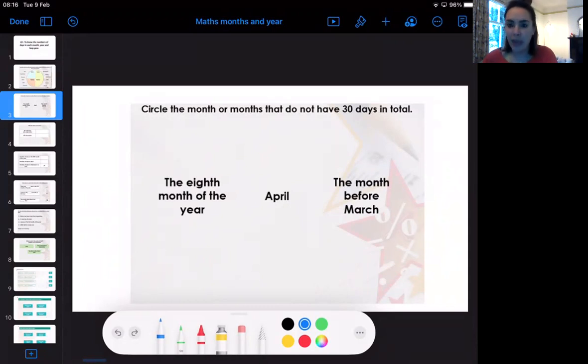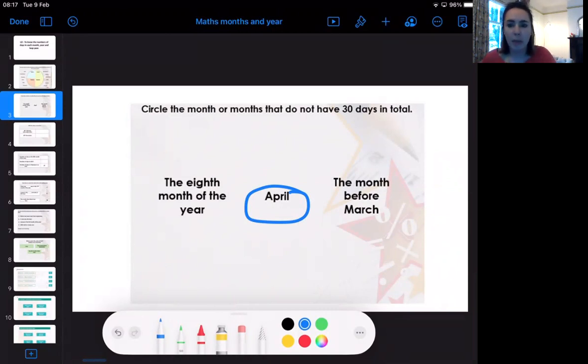The 8th month of the year. So the 8th month of the year is August. Does August have 30 days in total? It doesn't. It has 31. So that's August. It has 31. April. Yes, April has 30 days. And the month before March is February. February can have 28 days or 29 days.